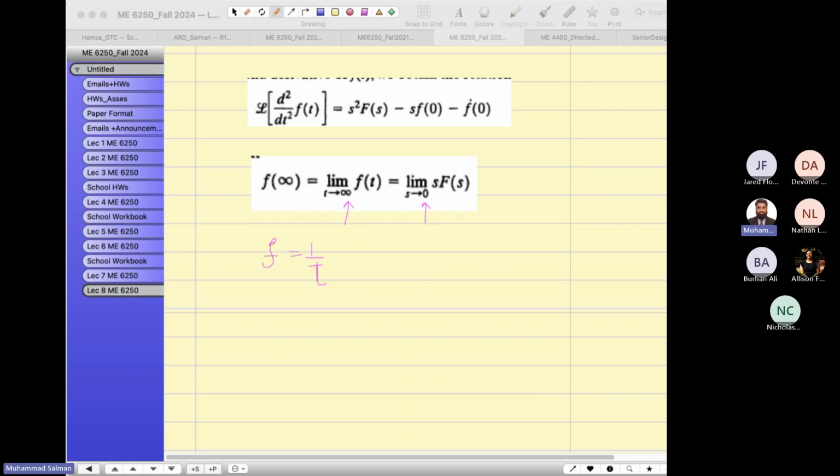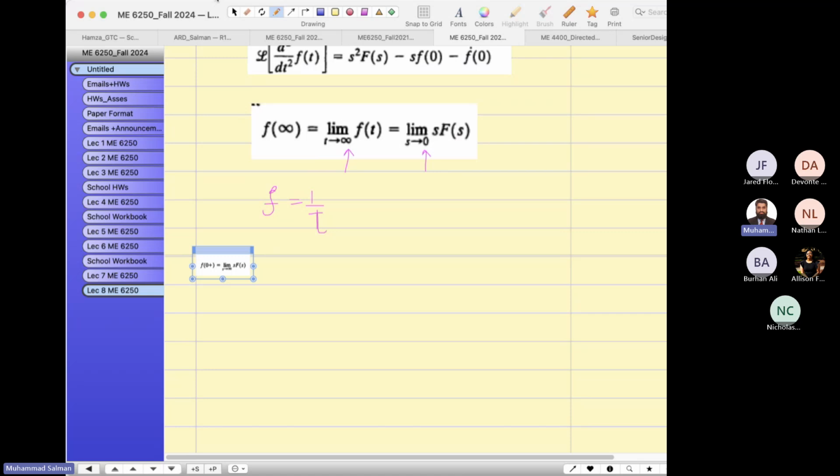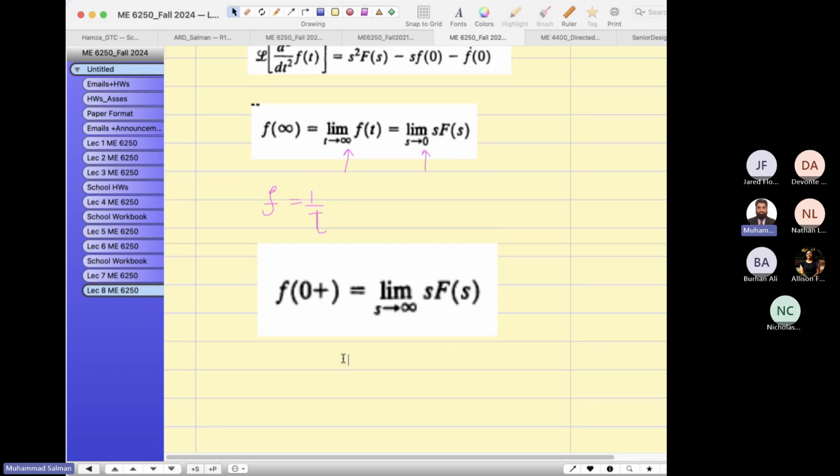And what is the initial value theorem? In place of t going to infinity, you plug in time t equals 0. But when you plug in time t equals 0 over here, 0 plus means coming from the right hand side of the function.